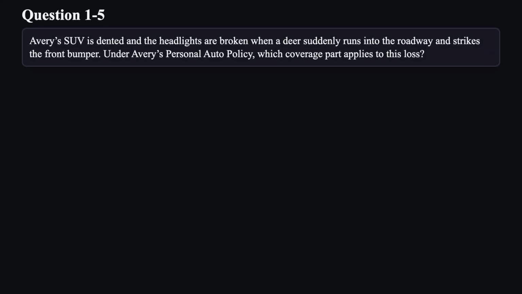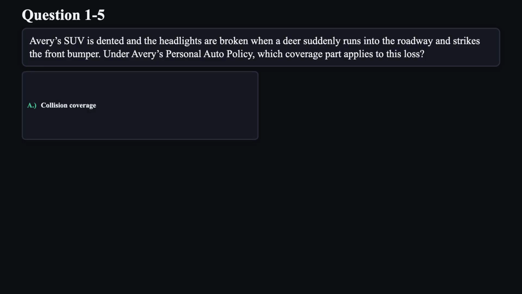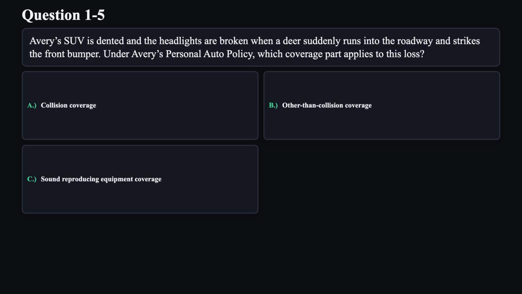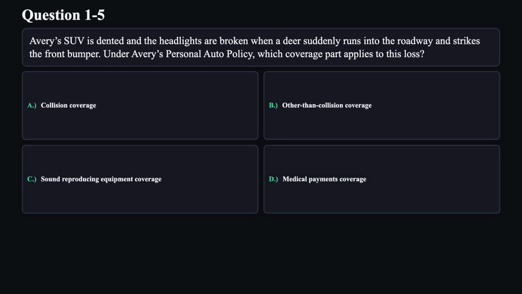Question 5. Avery's SUV is dented, and the headlights are broken when a deer suddenly runs into the roadway and strikes the front bumper. Under Avery's personal auto policy, which coverage part applies to this loss? A. Collision coverage. B. Other than collision coverage. C. Sound reproducing equipment coverage. D. Medical payments coverage.